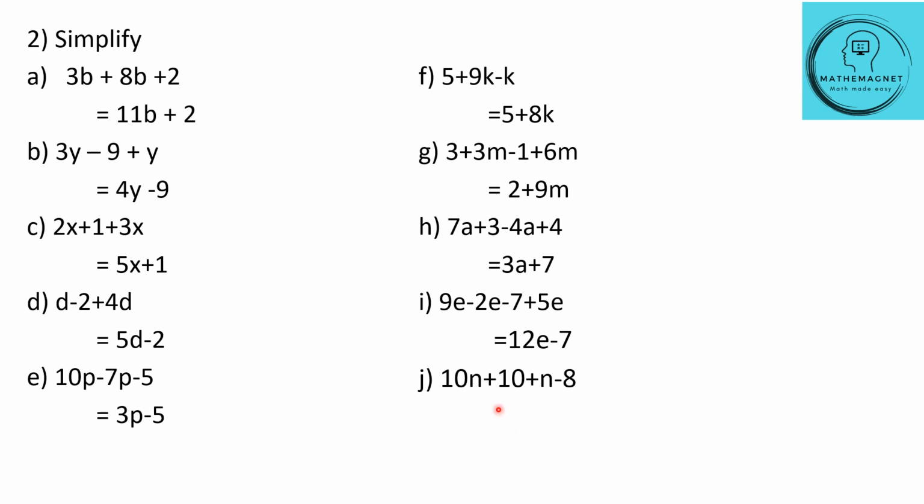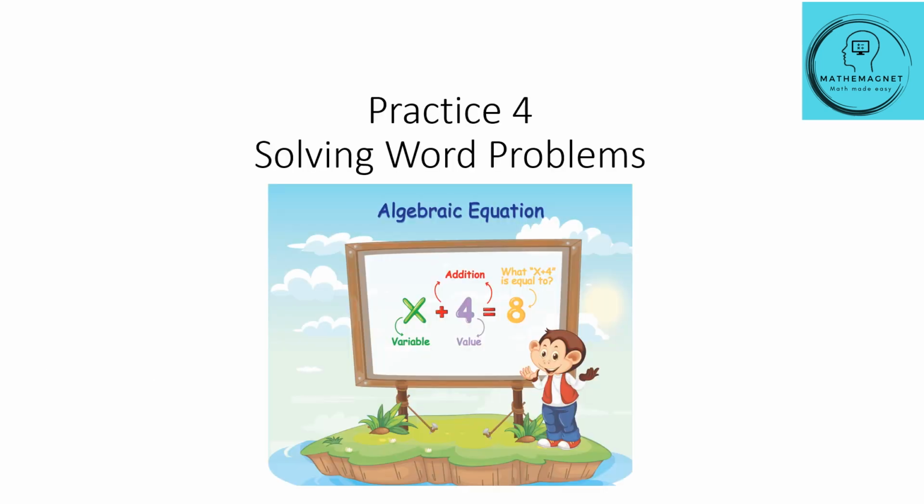Then we will go to the constant terms, which is plus 10 and minus 8, which will be equal to 10 minus 8, which is equal to plus 2. So it will be 11n plus 2. Let's go to practice 4, solving word problems.